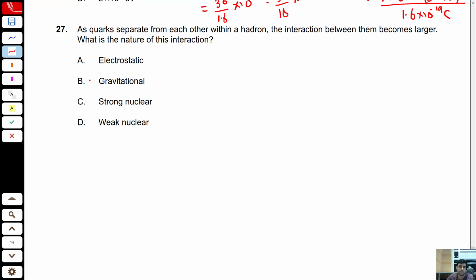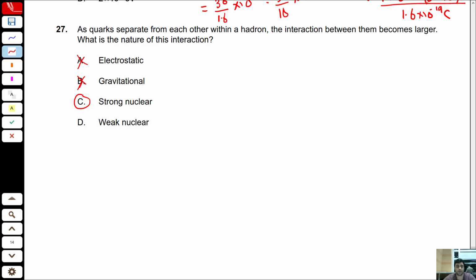Definitely not gravitational, because gravitation is always there, and it's always between masses. Whenever there's a mass, there's always gravitational, and that gravitational is always negligible. Electrostatic? No, because electrostatic exists between charged particles. It is appreciable, but it's only between charged particles, and we don't have any charges there. So it's either C or D, and since hadrons are involved, it has to be C.